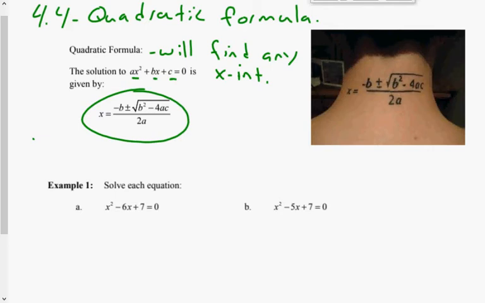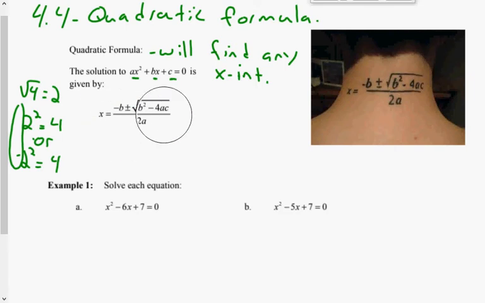And this will give you two equations because you've got the positive and the negative here. Remember, if I take the square root of 4, we say that's 2, because 2 squared equals 4. Or you could say negative 2 squared equals 4. So there's always two possibilities there. That's where this comes in, and you need to remember that. That tends to be the one spot that trips people up. It's this plus or minus sign.